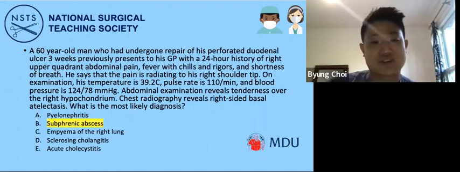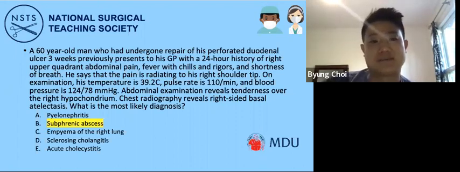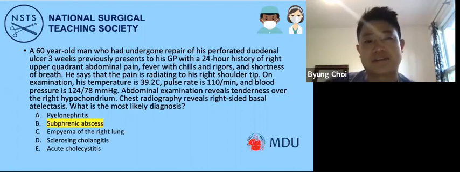Particularly on the examination, he's got tenderness over the right upper quadrant. That might be indicative of Murphy sign, but obviously that's not the only differential there. And I think the biggest thing in this stem that gives away essentially subphrenic abscess over acute cholecystitis is the fact that he's got more chest symptoms than you may expect from just acute cholecystitis.